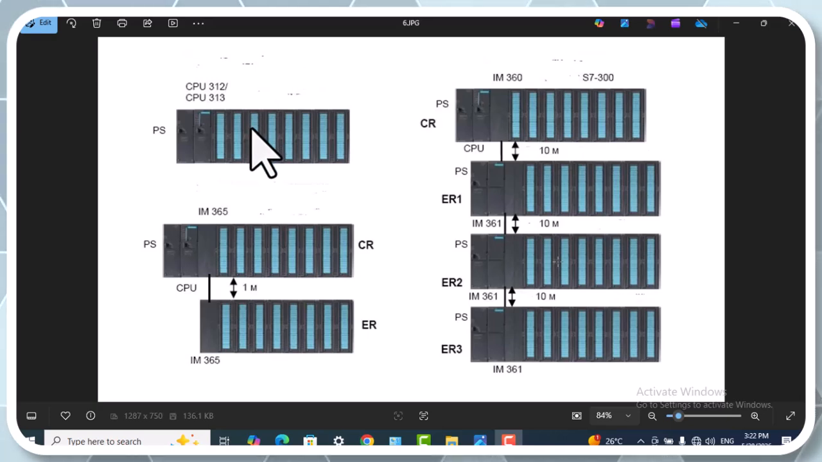And my friends, the input-output system of the Siemens S7-300 and S7-400 series consists of local input-output and distributed input-output modules. It's a remote station and field device connected through the Profibus DP or AS interface.